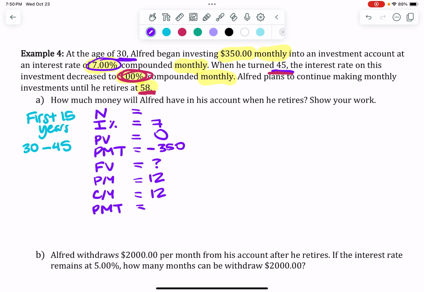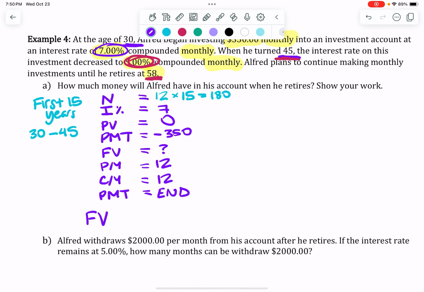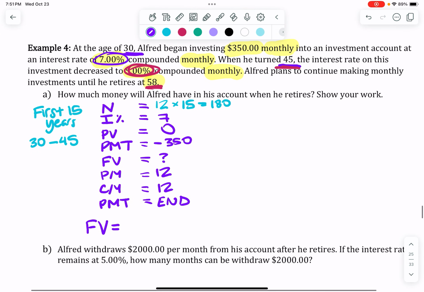And it doesn't say when in the month he's investing that. So I am assuming that my PMT at the bottom is end. My N is 12 times 15, which gives me 180. Now when I plug this in, I'm looking for my future value, aka the value of the account when he's 45, right at the end of the first chunk of time, at the end of those 15 years. And we find out that it's $110,936.80.